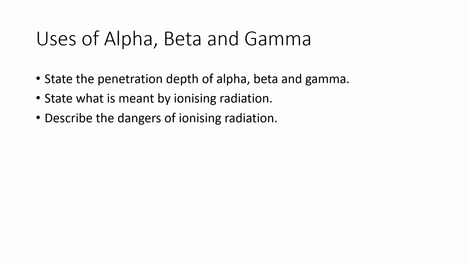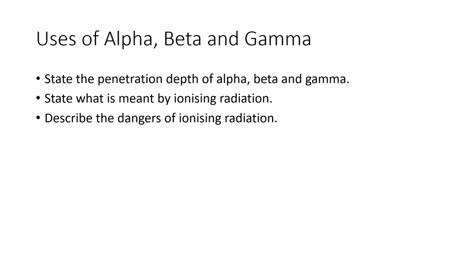So the penetration depth of alpha is around 15 centimeters through air, but it is stopped by a thin sheet of paper. The penetration depth of beta is that it will travel around a meter through air, but it is stopped by foil. Around 5 millimeters thick of aluminium will stop all beta. However, they will pass straight through thin paper.